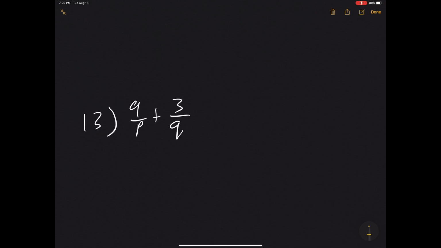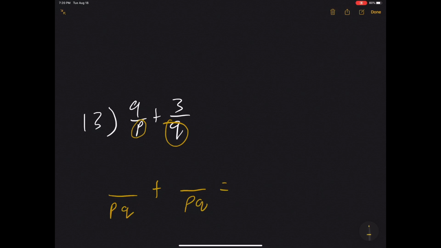Number 13 is kind of the inverse of number 12, but it actually makes it a little more challenging because I have different denominators this time, and I don't know what their factors are. I don't know what any factors of p are or factors of q, or if they have anything in common. So my common denominator is just going to be p times q.